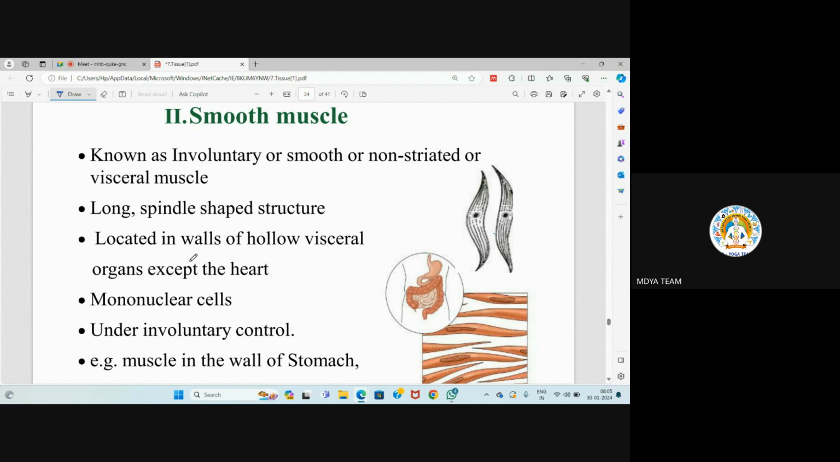Located in walls of hollow visceral organs except the heart. Okay, because heart is having its own special kind of muscle. And why does the heart need that special kind of muscle? Give me the answer as per your common sense.